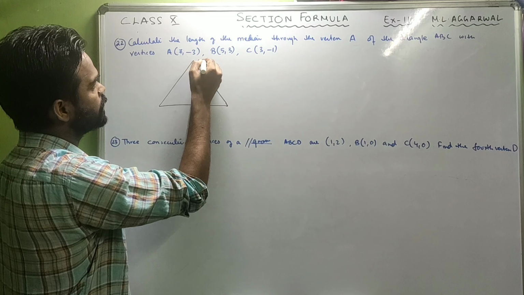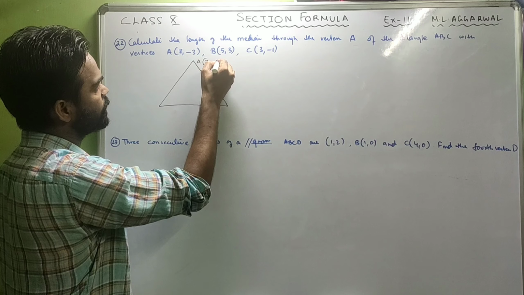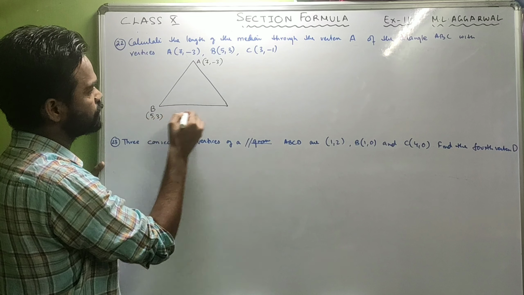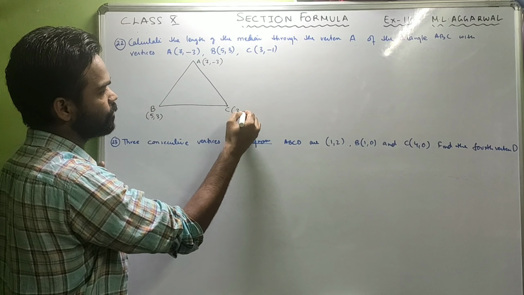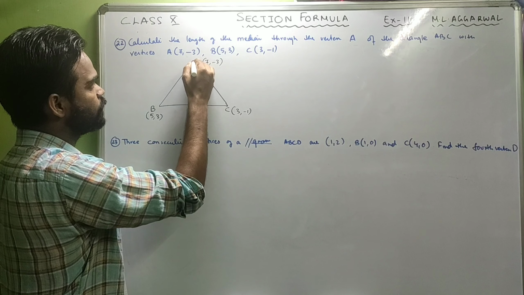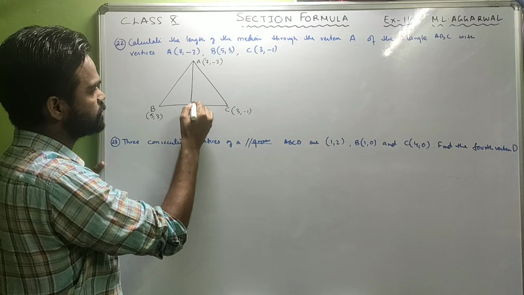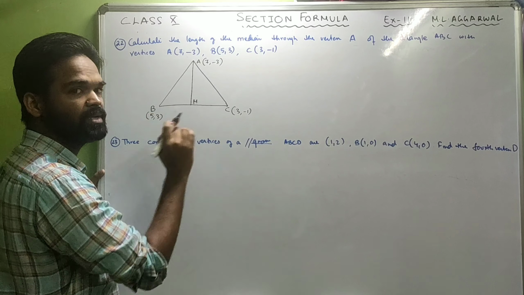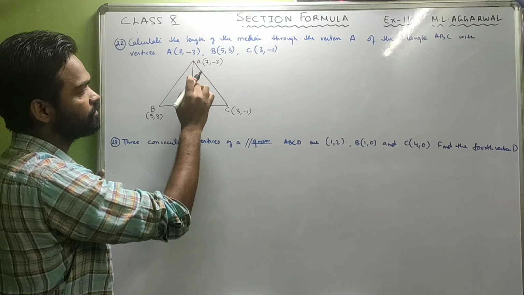Suppose this is your A, 7 comma minus 3. This is your B, which is 5 comma 3. This is your C, that's 3 comma minus 1. And suppose AM is the median. Then we know M is the midpoint of BC. They have asked for the length of AM.